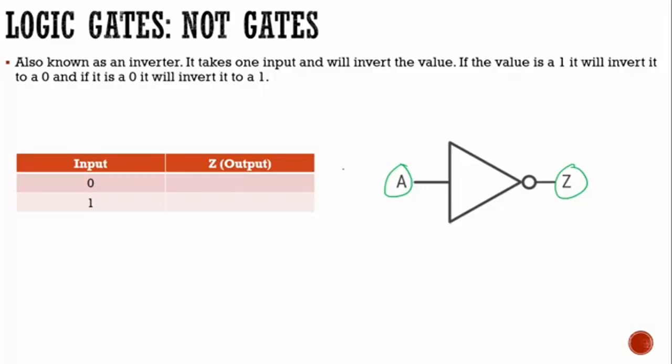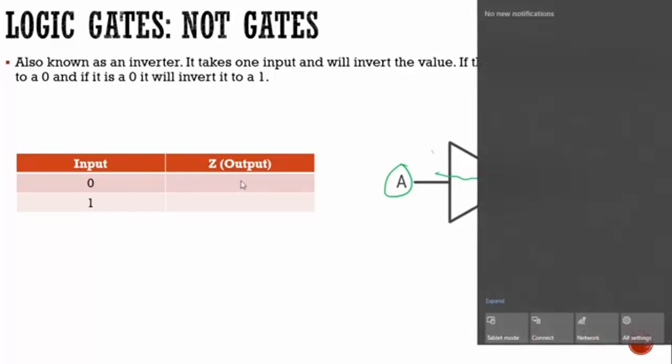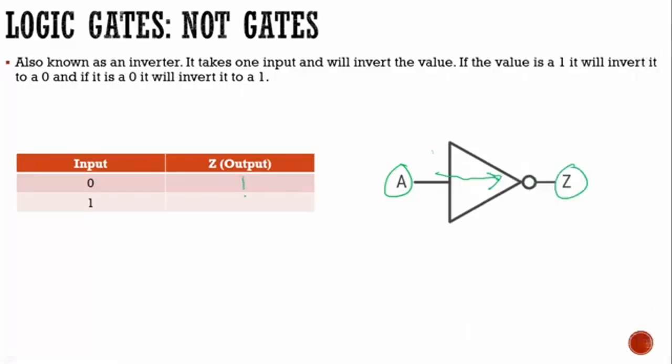So if my switch is off, once it comes all the way through this inverter, my 0 will change to a 1. If it's a 1 coming through this inverter, it will change from a 1 to a 0. It is that easy. So this is our truth table for a NOT gate or inverter.